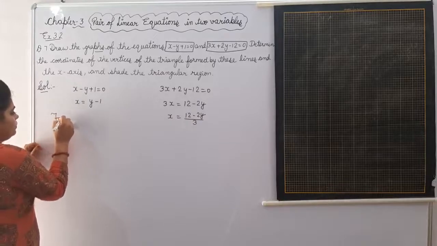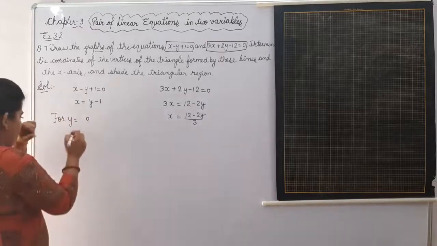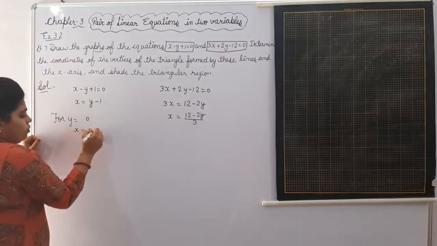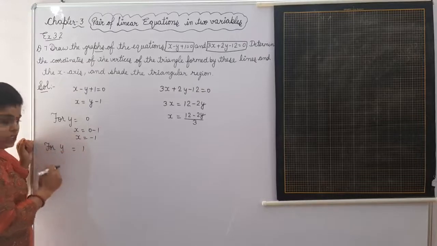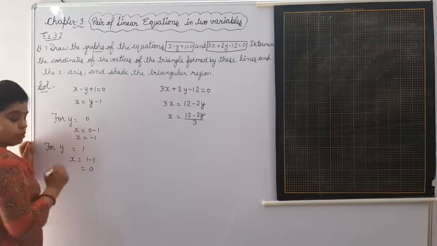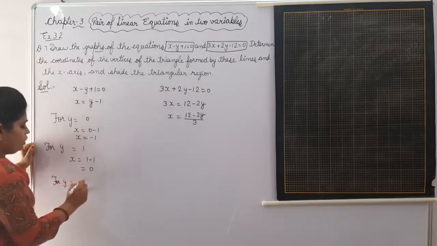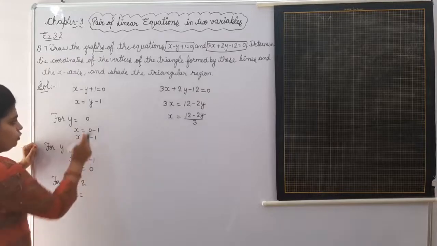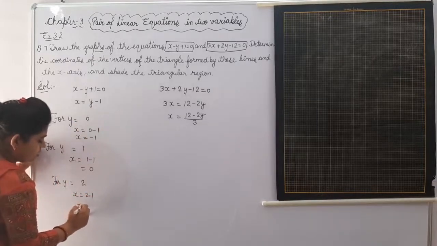For y is equal to 0, I am taking 0, x will be equal to 0 minus 1, means x is equal to minus 1. Now, take y is equal to 1. If y is equal to 1, then x is equal to 1 minus 1, means 0. For y is equal to 2, x will be equal to y minus 1, means 2 minus 1. It means x is equal to 1.